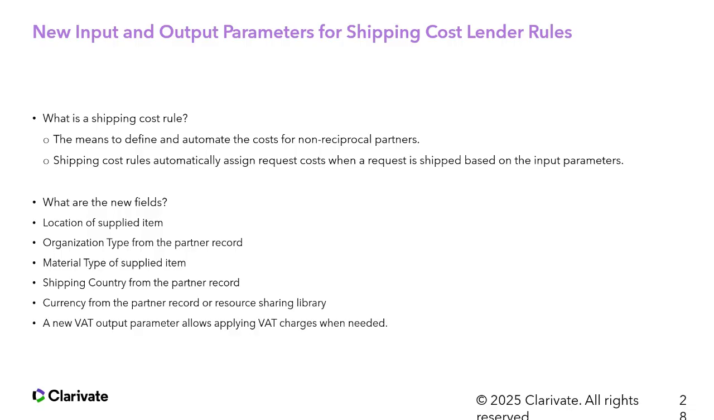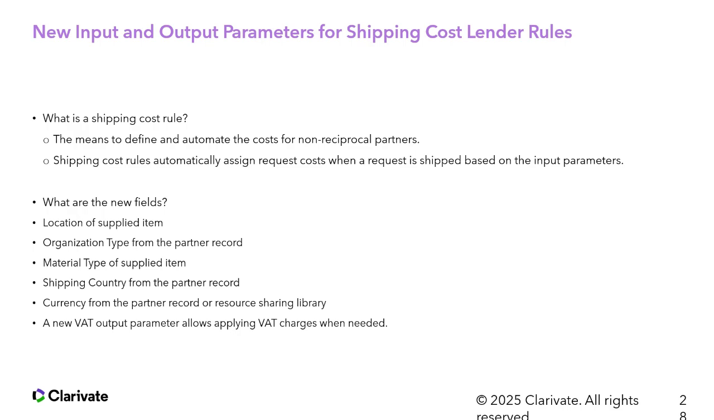The shipping cost rules are configurations that automatically assign the request costs when a request is shipped based on the input parameters. What are these new fields available to you that you can use in your shipping cost rules? The location of the supplied item, the organization type from the partner record, material type of that supplied item, shipping country from the partner record, the currency from the partner record, or your resource sharing library, depending on your local configurations there. And then a new output parameter of the shipping cost rules is the VAT field.